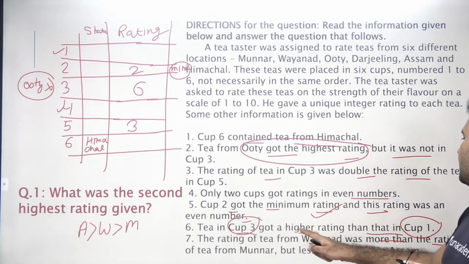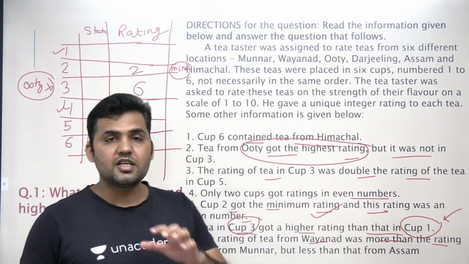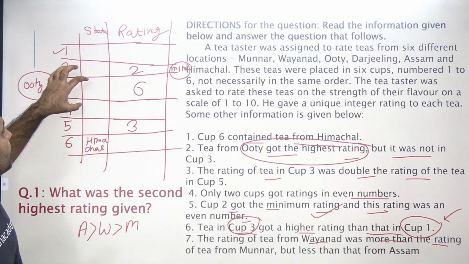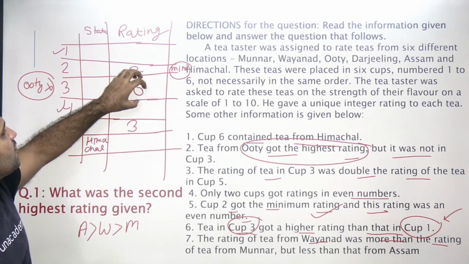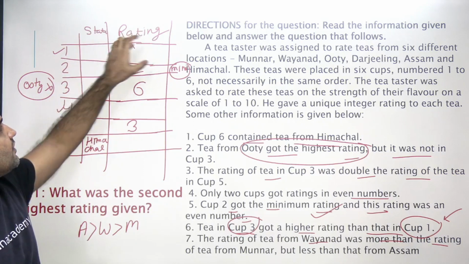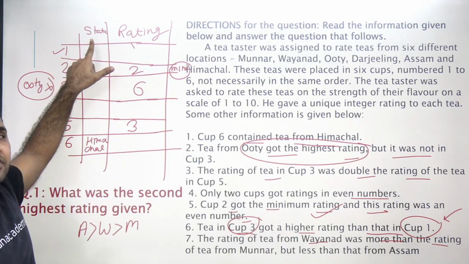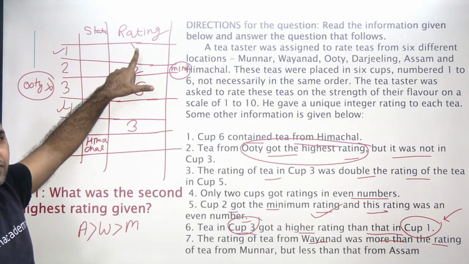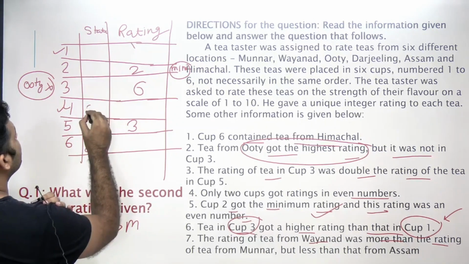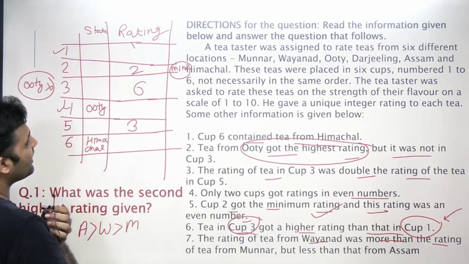Tea in cup number 3 got a higher rating than in cup number 1. Now you see that this information tells us the tea from Uti got the highest rating, and Uti is not in cup number 3, and the rating of 3 is more than the rating of 1. So cup number 1 cannot have the tea from Uti, because if it did, the rating would have to be the highest, which is not possible. So Uti can come only at one place, and that place is cup number 4.